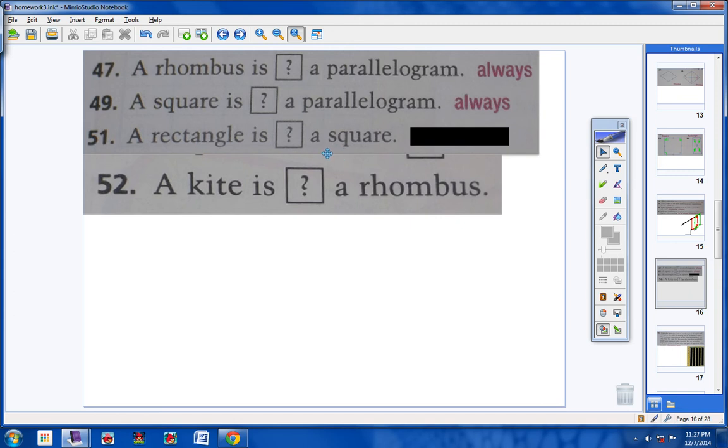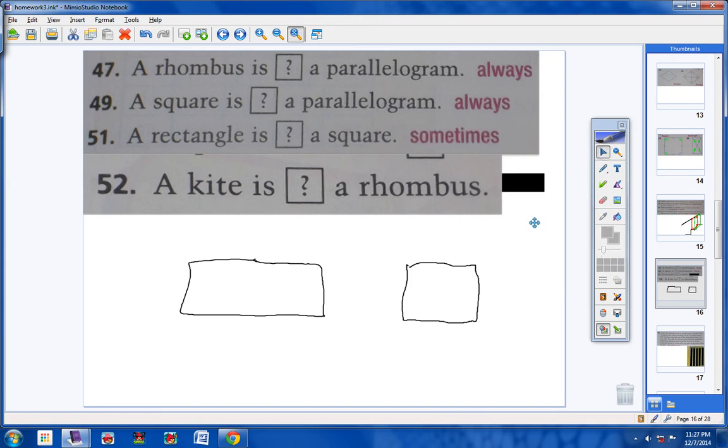A rectangle is always a square. No, not always. Sometimes, okay? This is a rectangle right here. And that's not a square. This is a rectangle here. And that's a square. So a rectangle is sometimes a square. Now, a square is always a rectangle.